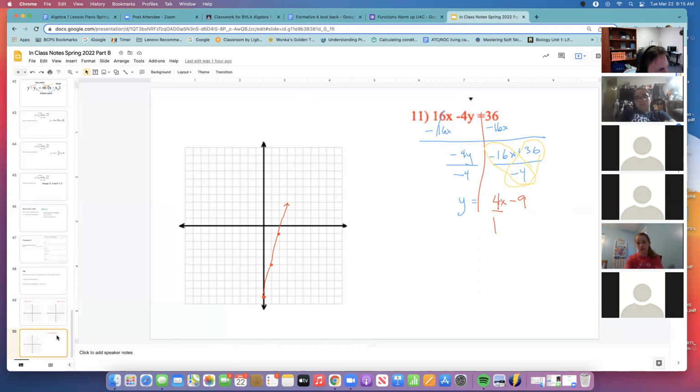Can I show you how I use Desmos to warm up? Yes, you can. All right, I'm going to turn off the recording, and if you guys need to go, you can, and if you need to stay, you can.